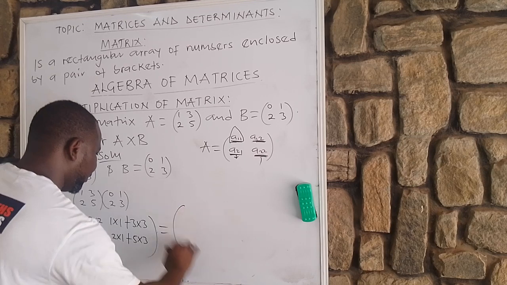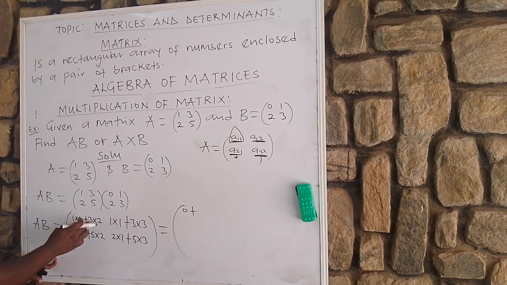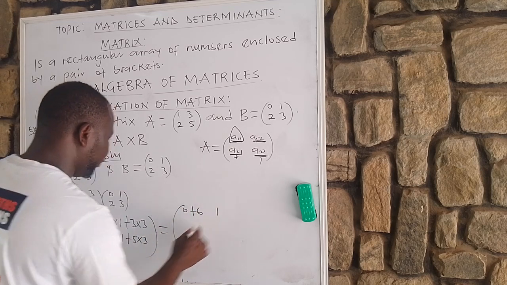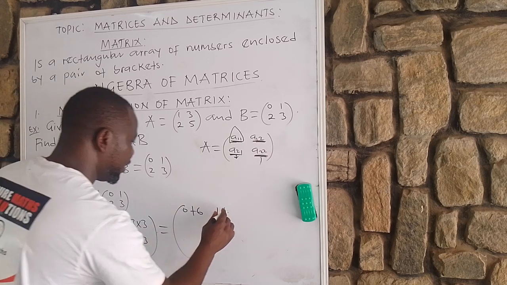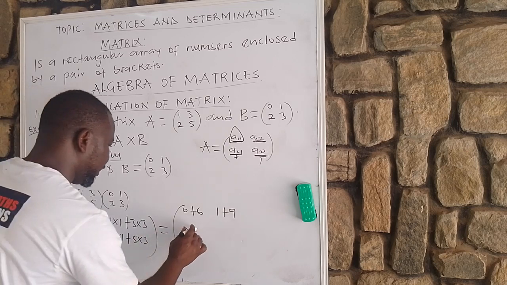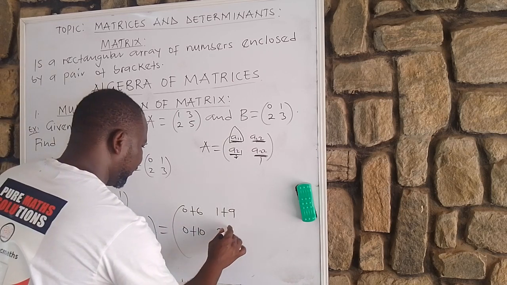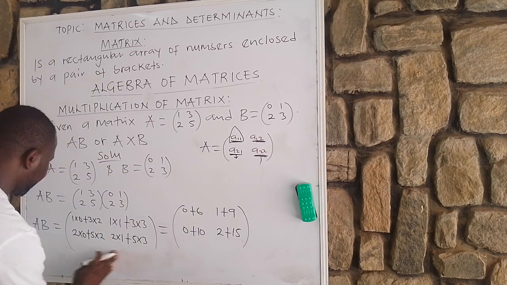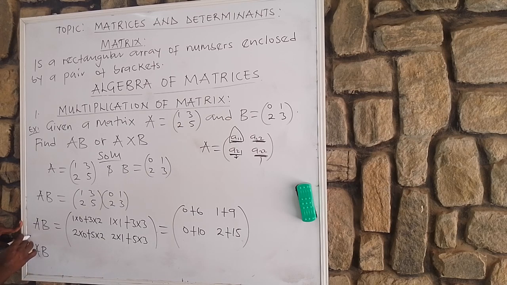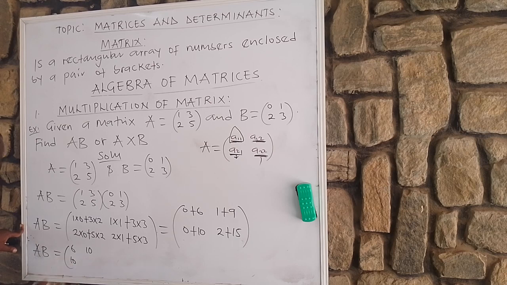Let us add. This will now be equal to 1 times 0 is 0, plus 3 times 2, 6. 1 times 1, 1, plus 3 times 3, 9. Then 2 times 0, 0, plus 5 times 2, 10. 2 times 1, 2, plus 5 times 3, 15. So by the time we add this, it means our A times B is 0 plus 6, 6. 1 plus 9, 10. Then 0 plus 10, 10. 2 plus 15, 17. This is the answer.